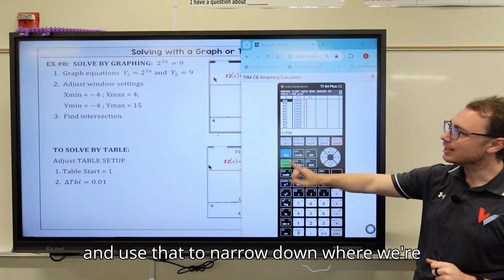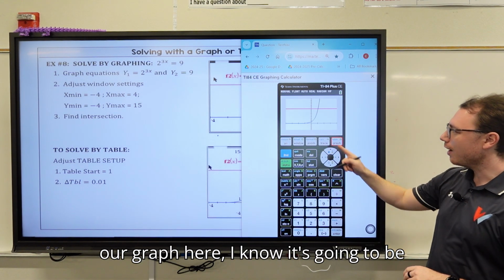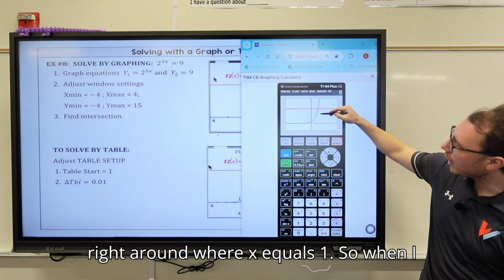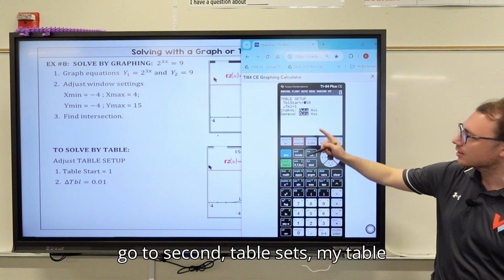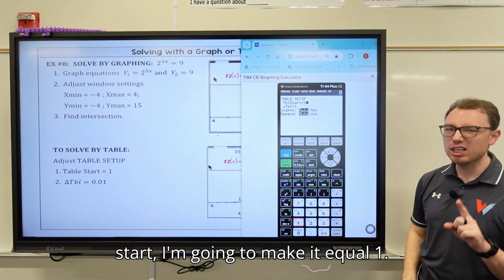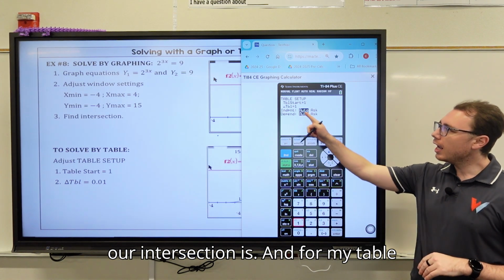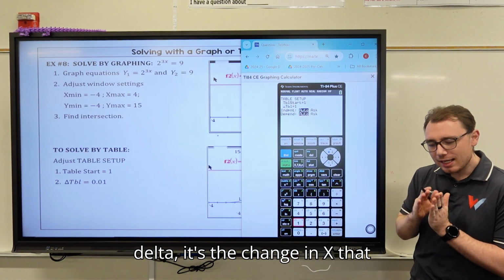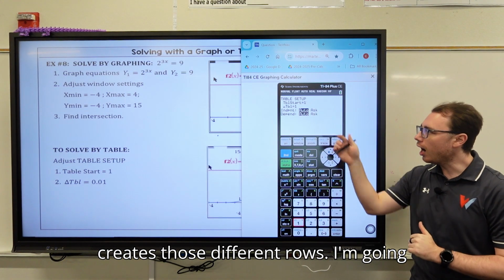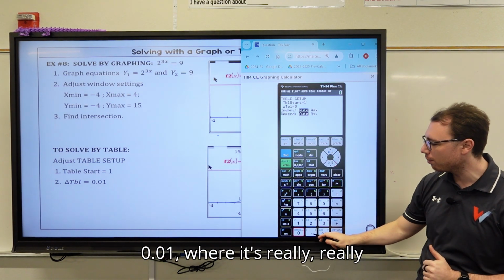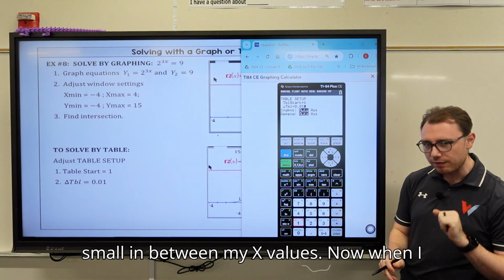We want to try and use that to narrow down where we're actually selecting in our table. So in our graph here, I know it's going to be right around where x equals 1. So when I go to second table set, my table start, I'm going to make it equal 1. Right around that 1 position is where our intersection is. And for my table delta, it's the change in x that creates those different rows. I'm going to make my delta there 0.01, where it's really, really small in between my x values.